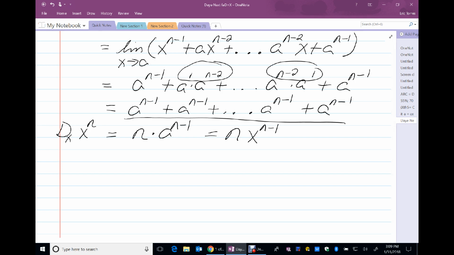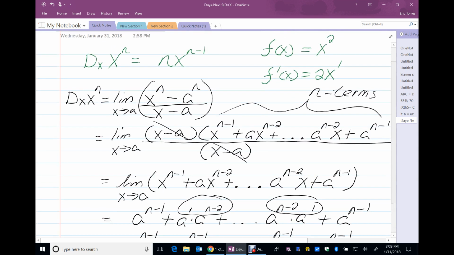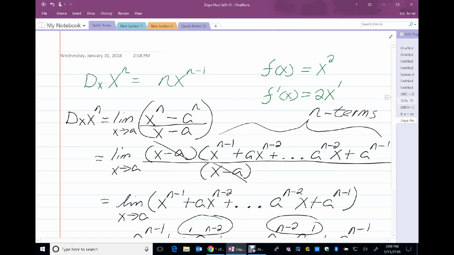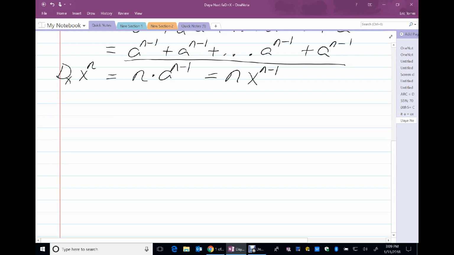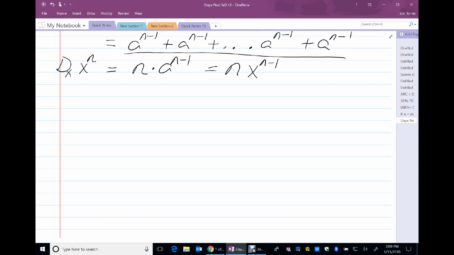Now, unfortunately, establishing this for anything but an integer is a little bit difficult, though it actually works whether it's an integer or not. It's just that the proof of that is beyond the scope of this class. So I was able to prove the power rule for integer exponents.